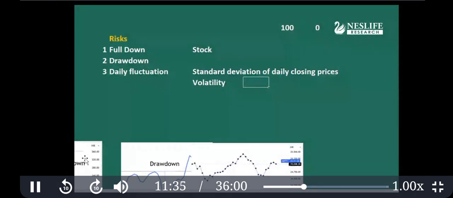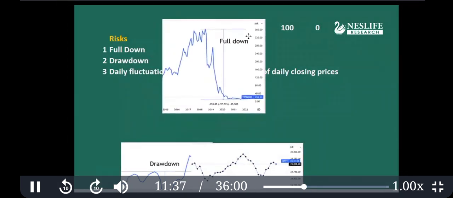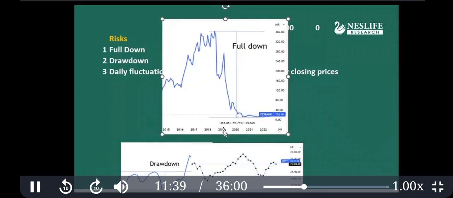Okay, what is fall down? So this is a fall down. This is Yes Bank. In 2019, its share price was trading around 360. After the scam was exposed and all this, it has gone to almost 20 rupees. So it is a 98% fall, that we can consider a fall down.